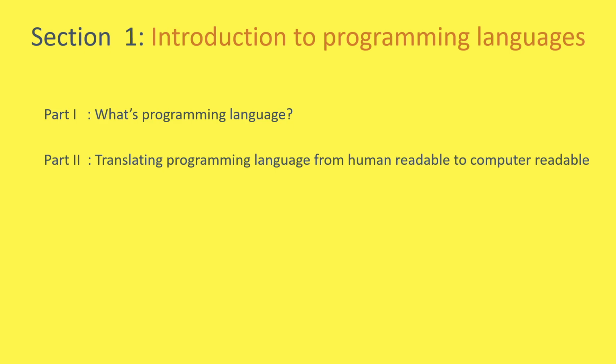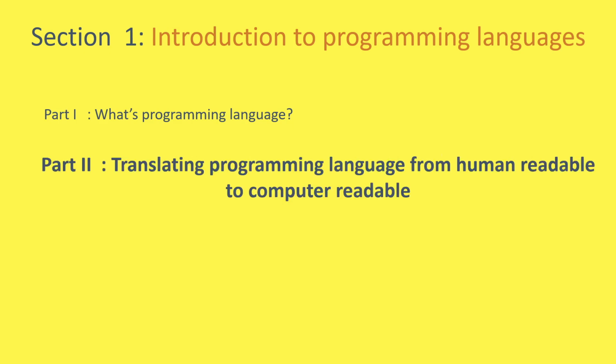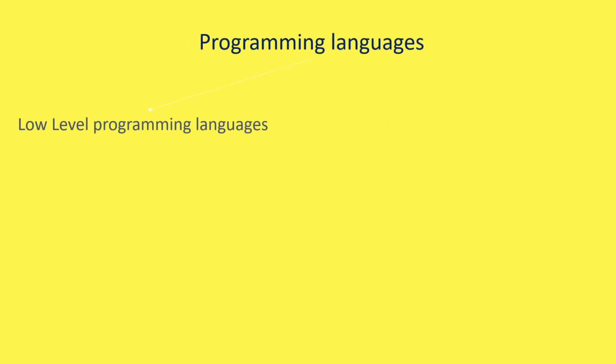Hi everyone, and welcome back in part 2 of this section, which is translating programming language from human readable to computer readable. So far we have classified programming languages into two main categories, low level and high level, and we have mentioned that computers only understand low level language or machine code, while high level languages are more human friendly and readable than machine code.